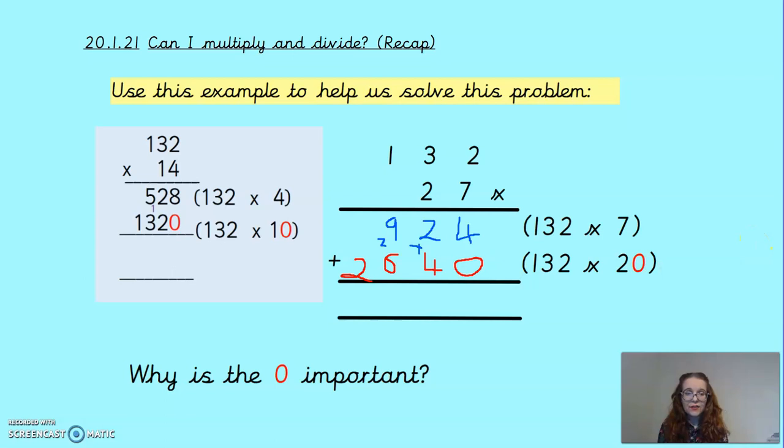Now the last thing I need to do is I need to add my answers up. So 4 plus 0 is 4. 2 plus 4 is 6. 9 plus 6 is 15, but I'm going to have to carry over my 1. Okay, and I'm going to do 2 plus 1, which is going to be 3. So 132 times 27 is 3,564.